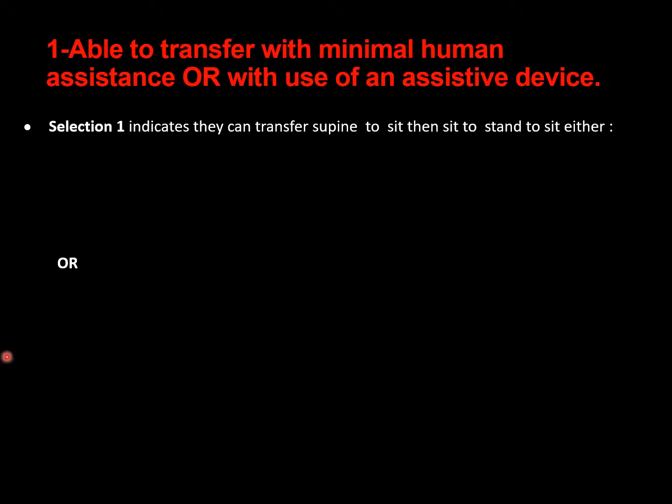So let's take a look at what 1 indicates. If you're going to select 1 that states that the patient's able to transfer with minimal assistance or with use of a device, you cannot have both conditions to answer 1 on this measure. This is often a mistake when this score is chosen for a patient.